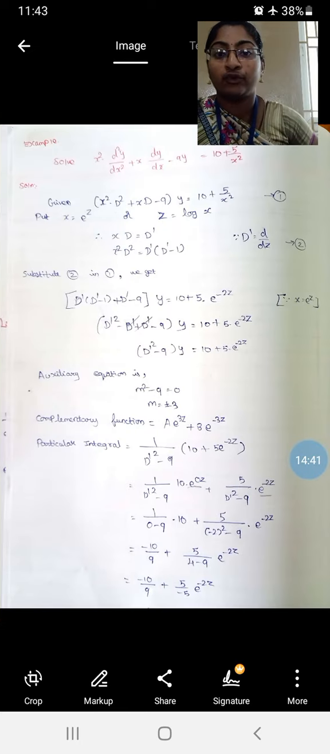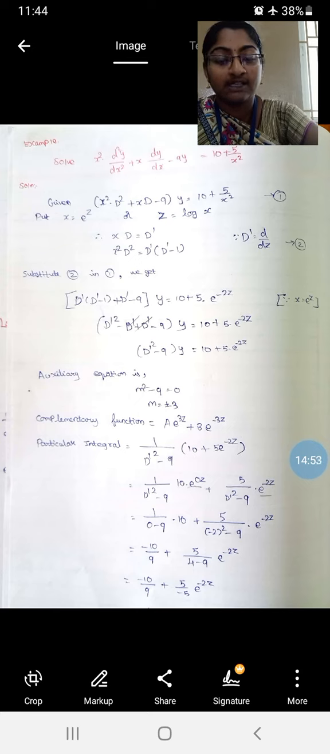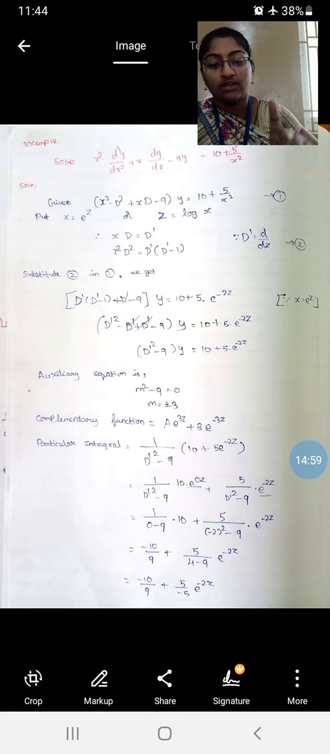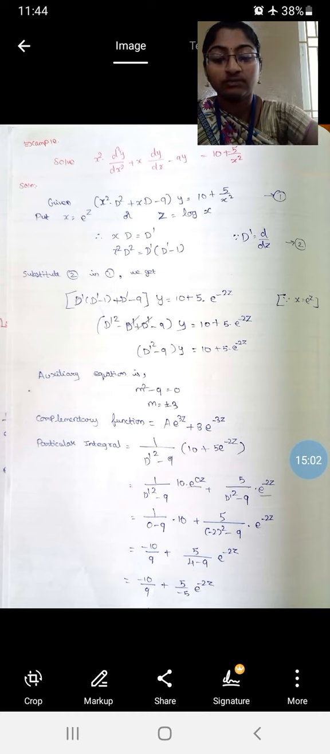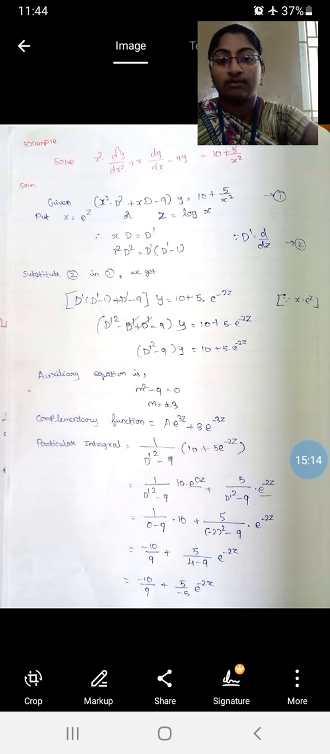Let's see an example for this type. There is a question: solve x square into d square y by dx square plus x into dy by dx minus 9 into y equal to 10 plus 5 by x square. In the solution, write the given term as it is. The d square by dx square is nothing but capital D square. Take y as common outside. So my given equation becomes x square D square plus x D minus 9, into y, equal to 10 plus 5 by x square.